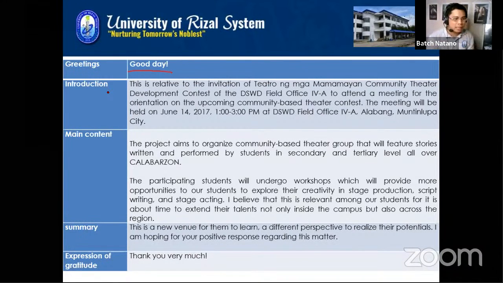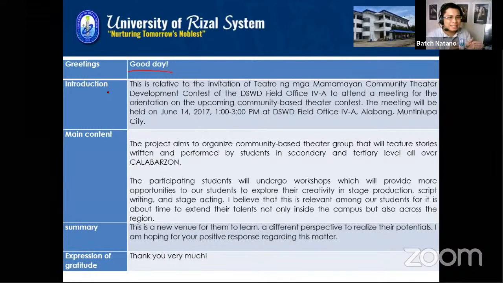And also, always end it with a gratitude. Thank you very much. So you begin it with a polite manner by saying good day, and then you end it with a polite manner by saying thank you very much. Never ever forget to say thank you at the end of the letter. So this is how your letter should be dissected or chopped, because these are the things expected from you to present in your letter. Do not present a letter wherein the introduction, the main content, and summary are compact as one paragraph. Do not do that.